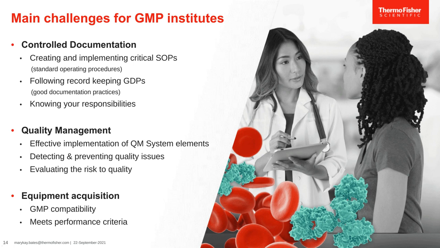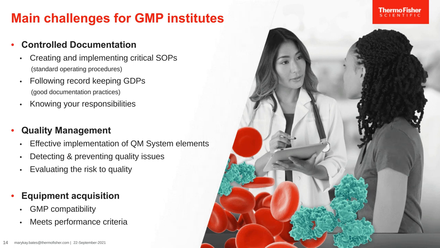Under quality management, it's important not just to have a quality management system, but effective implementation of those elements can make or break an audit approval. So effective implementation of a quality management system can help you detect and prevent quality issues. They help you prevent risks before they become a significant quality issue, and they help staff to evaluate a potential risk to the quality of a therapeutic process.